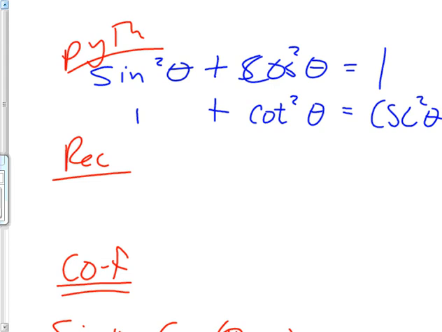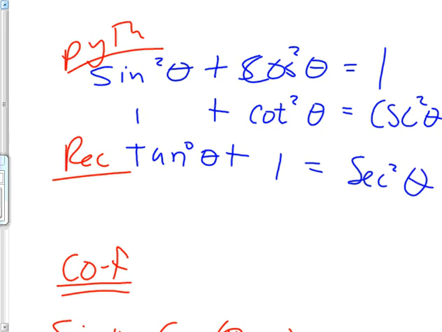Who had that one on their paper? Okay, good. Next one. Go back to the original. Divide everything by cosine. And sine over cosine makes tangent plus 1 equals 1 over cosine, which is secant. Who had that one written on their paper?